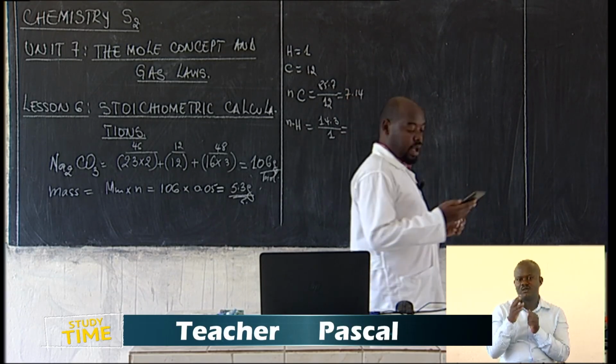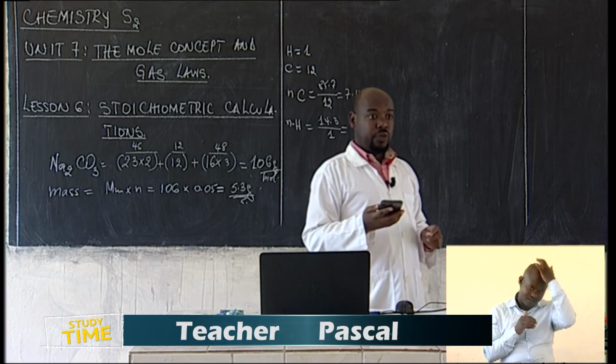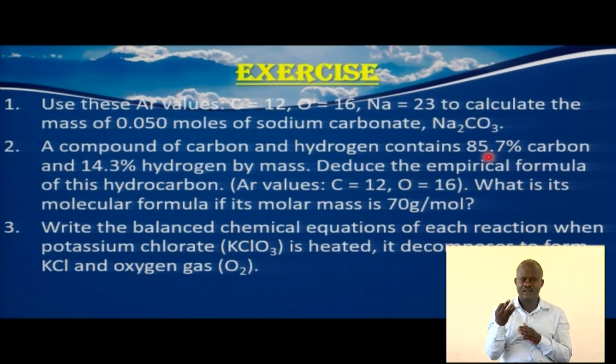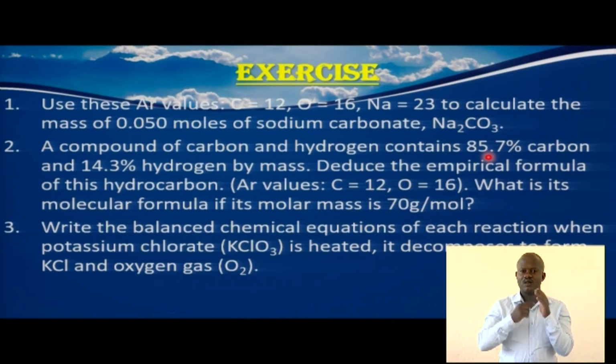7.14. And we have 14.3 over 1. The answer is 14.3. Now we find the simplest ratio. To find the simplest ratio, what do we do? We divide the number of moles by the smaller one.